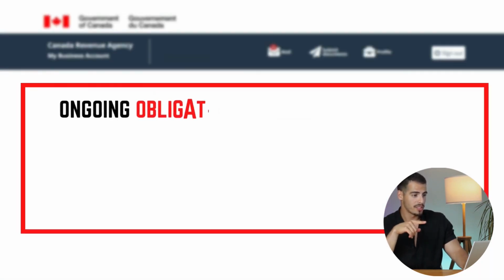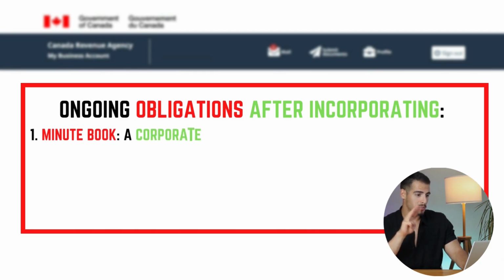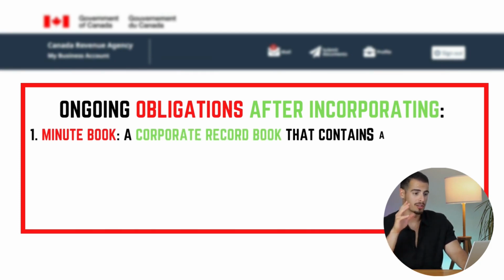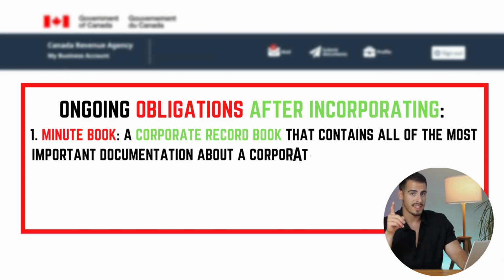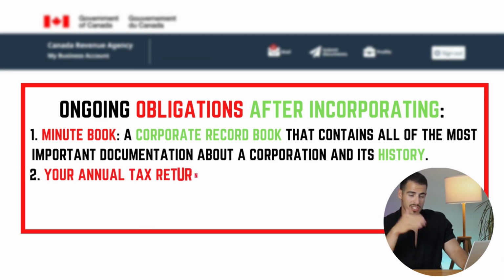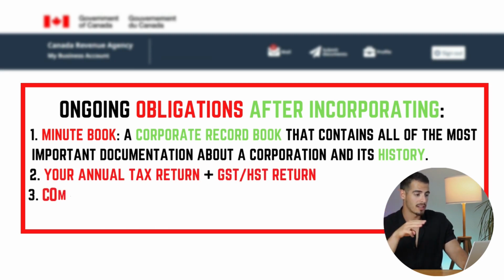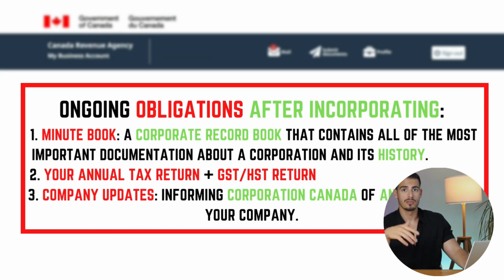So after incorporating, your business has a few obligations, but there are three important documents that you're required to keep. The first one is your minute book, which documents transactions. The second one is your annual tax returns and GST/HST return. And finally, the third one is your company updates, which is informing Corporations Canada of any changes in your company.